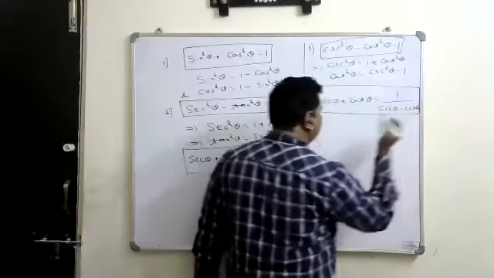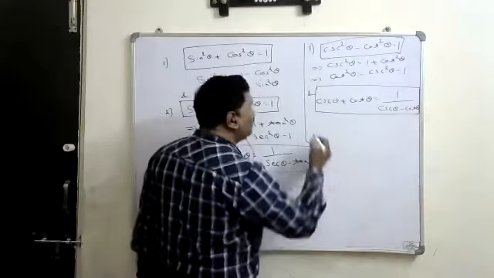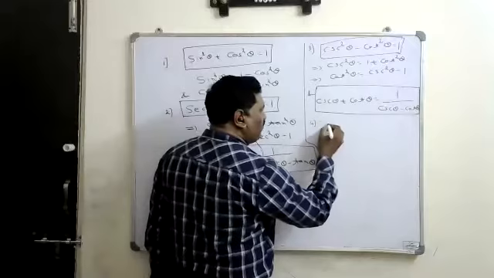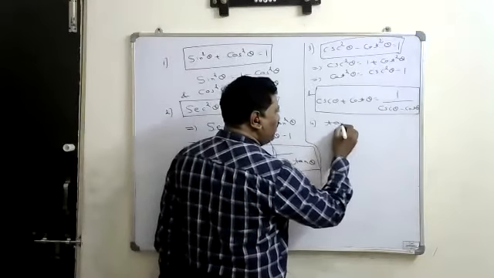And three more identities we can also write from the definitions. That is, what is the value of tan theta into cot theta?